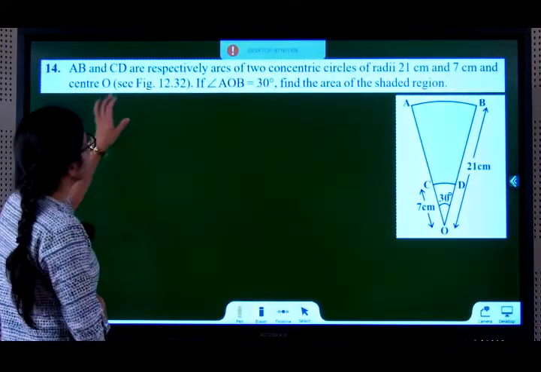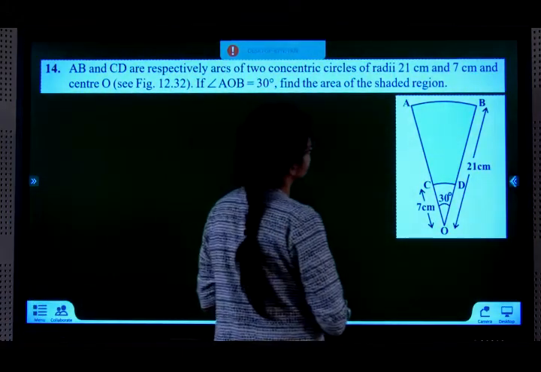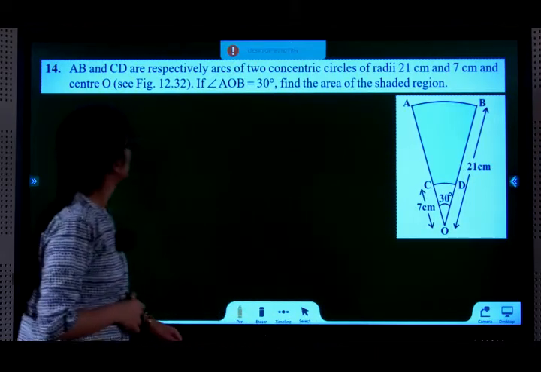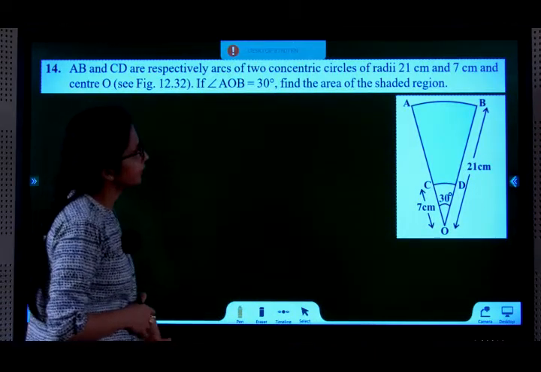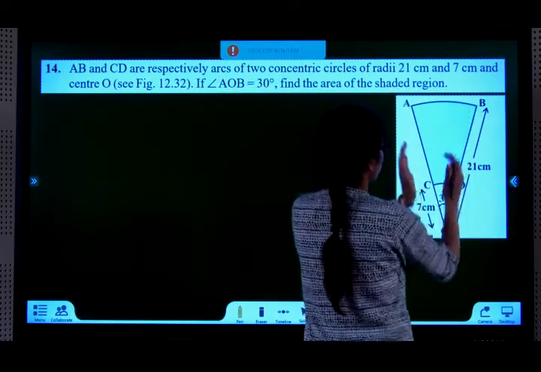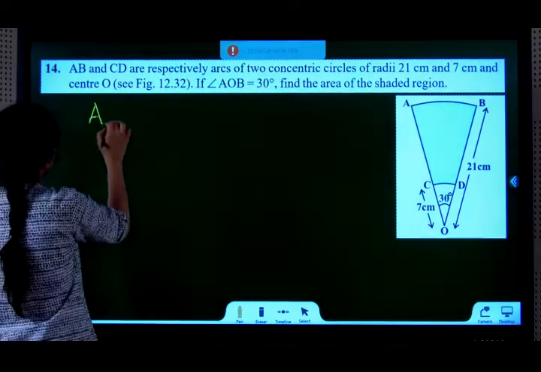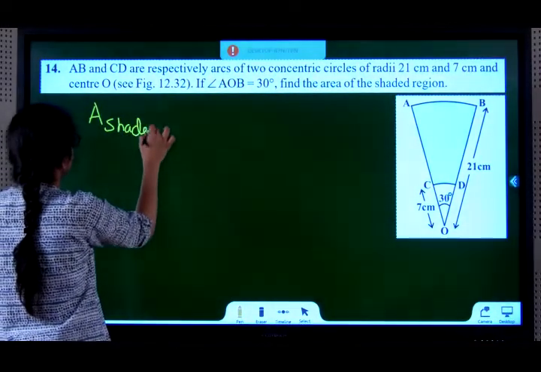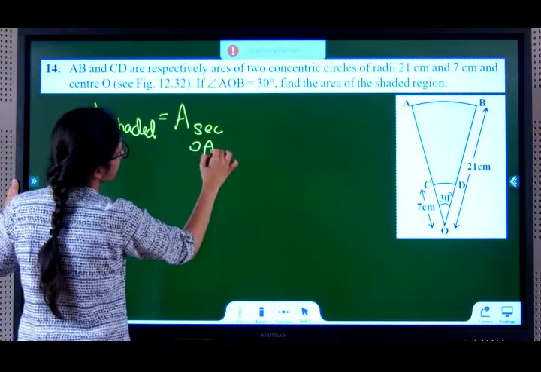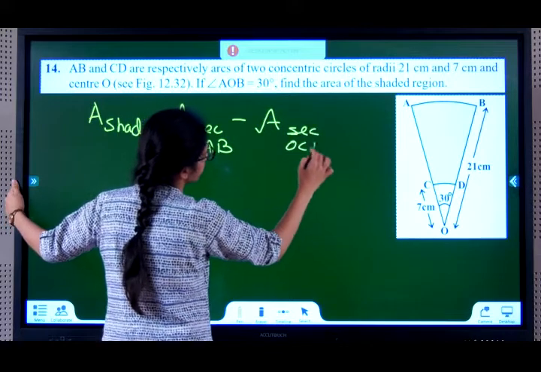14th one, AB and CD are respectively arcs of two concentric circles of radius 7 centimeters and 21 centimeters. If angle AOB is 30 degree, find the area of the shaded region. See, this is a big sector, small sector. Easy question. So, area of shaded region equals area of sector OAB minus area of sector OCD.